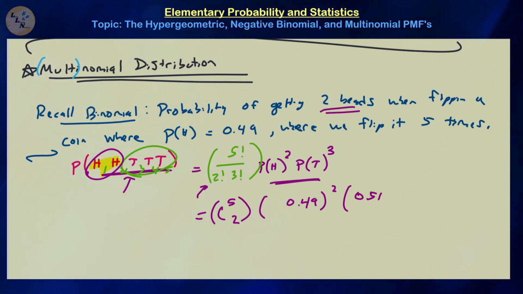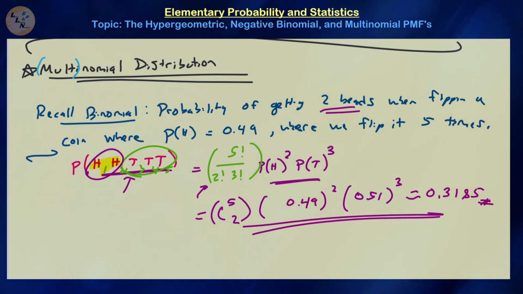So that is going to be your probability, once we have everything written out, which is going to come out to 31.85% chance of occurring. So that's the binomial distribution.